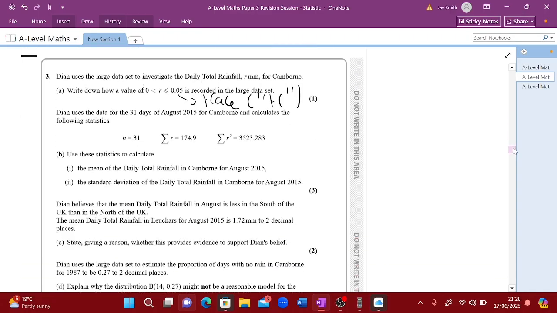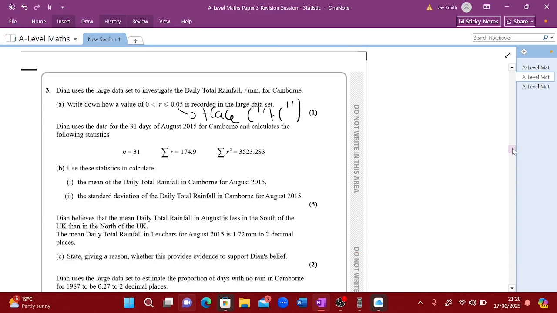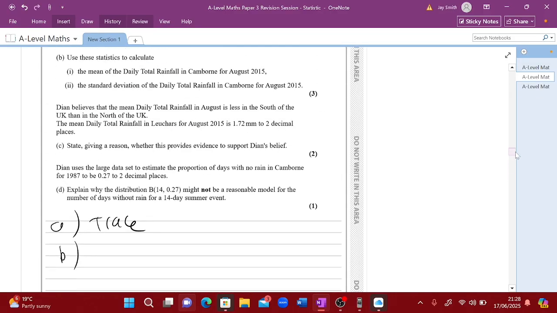Okay. Then Diane uses the data for the 31 days of August for Camborne and calculates the following statistics. We use the statistics to calculate the mean and the standard deviation. Okay. So the mean, first of all. So that's going to be X bar.